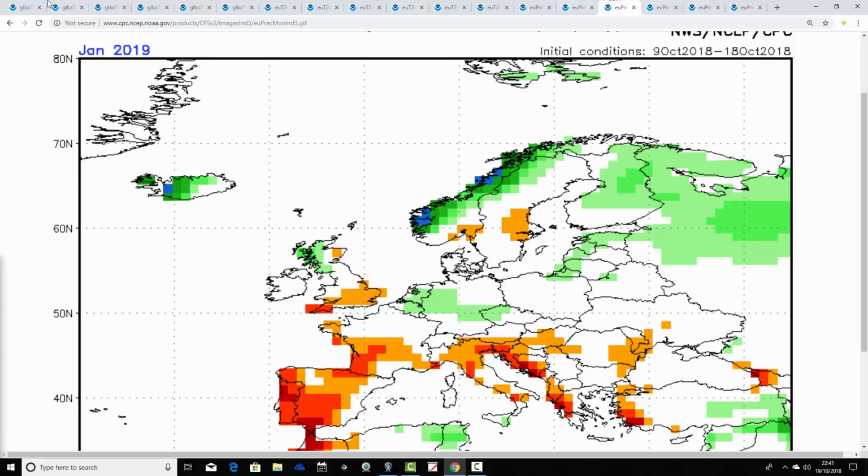January shows a drying trend, so we find those drier than average precipitation anomalies across southern Europe moving northwards into parts of southern England.